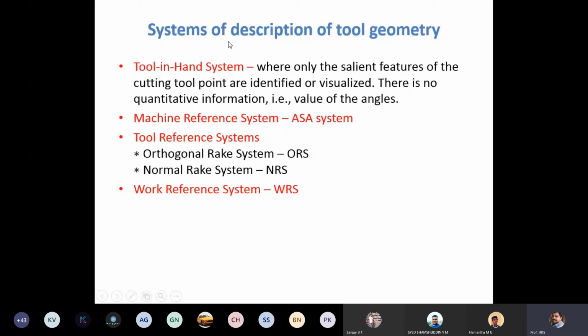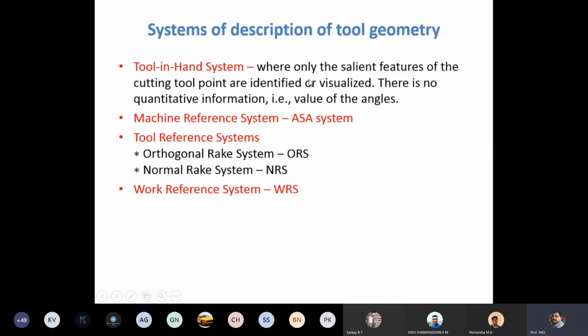So, systems of description of tool geometry. In the previous class we discussed tool geometry. Tool geometry includes the features or details of a cutting tool. It includes the surfaces, that is the rake surface and two clearance surfaces. The two clearance surfaces are the major flank and minor flank, or major clearance surface and minor clearance surface. Okay, so those are the three surfaces.